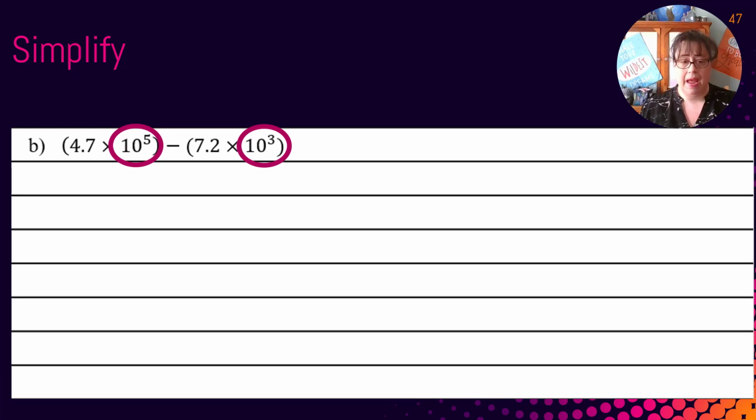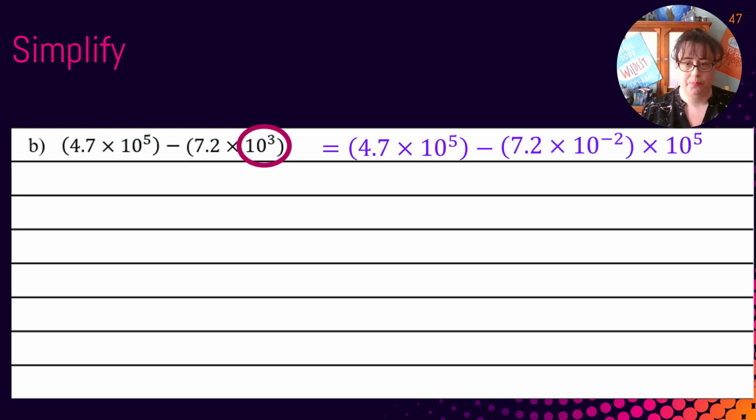So I'm going to go ahead and leave my 4.7 times 10 to the 5th what it is. And I'm going to convert my 10 to the 3rd power to something to the 5th power. What that means is I'm going to convert this right here into something new, and then it's going to say times 10 to the 5th. So what I want to do is think of a number that I can do to 3 that will end up being 5. It's easiest if I just show you.